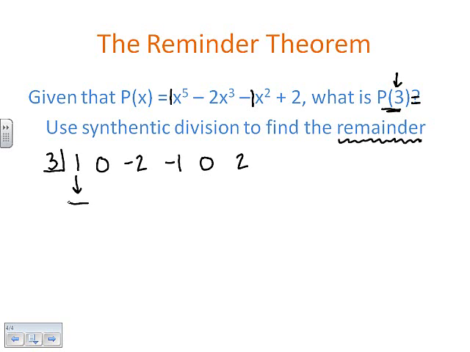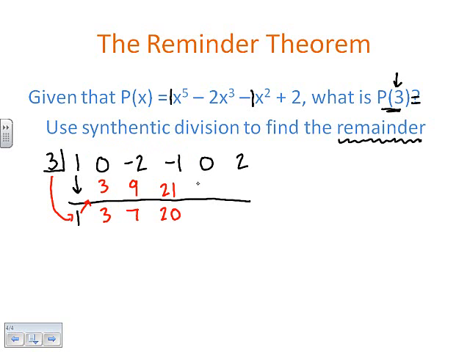Same as before, we're going to begin by dropping down that first number. So we drop down a 1. Now let's multiply. 3 times 1 makes 3. Combine 0 and 3 to get 3. Multiply again. 3 times 3 makes 9. Combine these two and you get 7. Continue multiplying by this number up here. So 3 times 7 is 21. Take away 1 and we get 20.